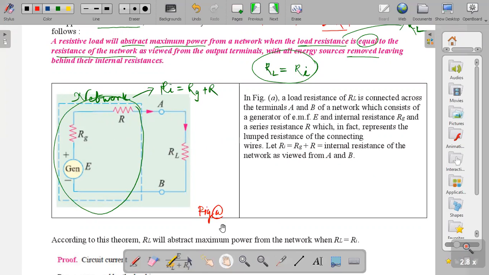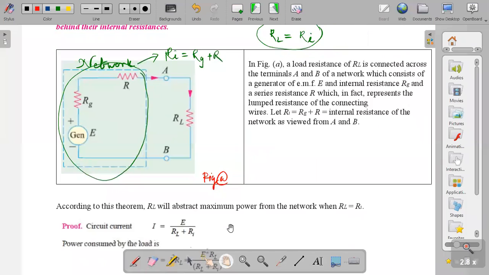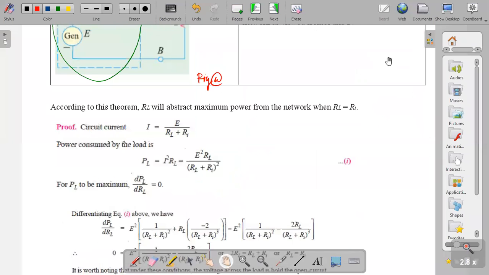Now see the next point. According to the theorem, RL will extract, meaning take, maximum power from the network when RL equals Ri. Understood, dear student, up to this level?